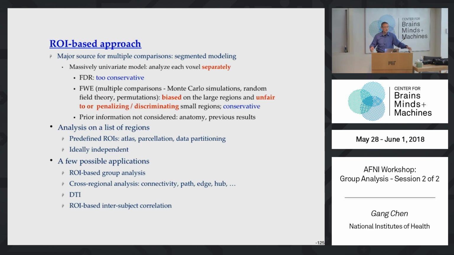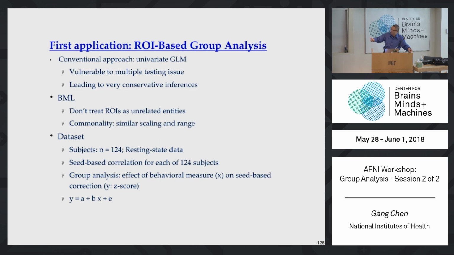Let's use real data to demonstrate the alternative approach. This is typical FMRI data, but we focus on the ROI level. In this case, we have 124 subjects. All of them are kids. So the data is resting state data. For each subject, they performed a correlation analysis, right? With resting state, there are many ways to analyze, but this is the traditional approach. You pick a seed region, and you want to calculate the correlation between this seed region and the rest of the brain. So you have this correlation map.